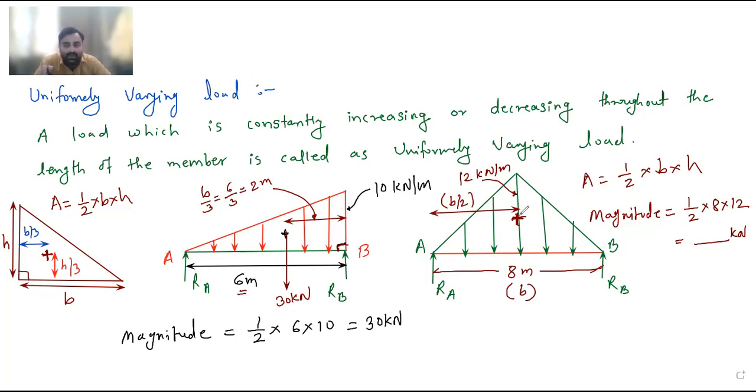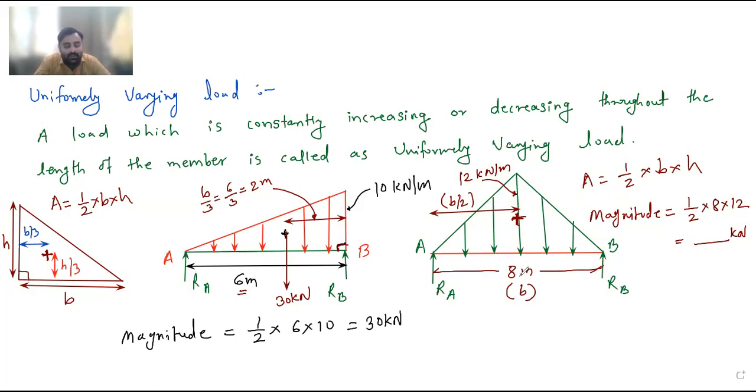Normally these three types of triangles are there: equilateral triangle, isosceles triangle, and right angle triangle. I have told you the formulas for the centroid of all the triangles. For a right angle triangle, it is at a distance of B by 3 from the right angle. For an isosceles triangle or equilateral triangle, it is at a distance of B by 2. B by 2 means center. Similar to that, UDL for isosceles and equilateral triangle. So from this CG, your load will act.